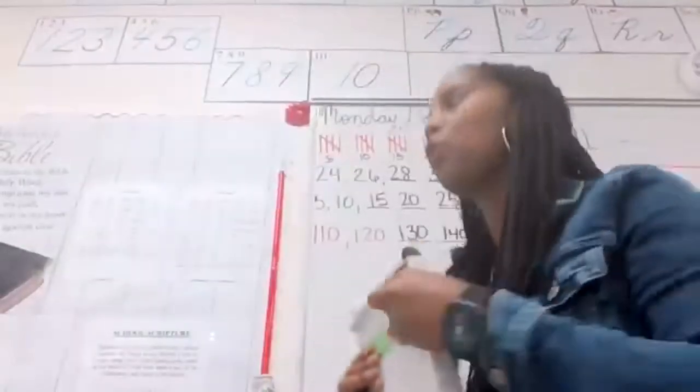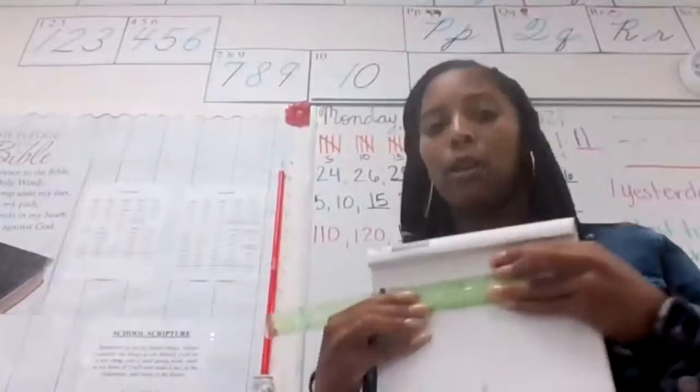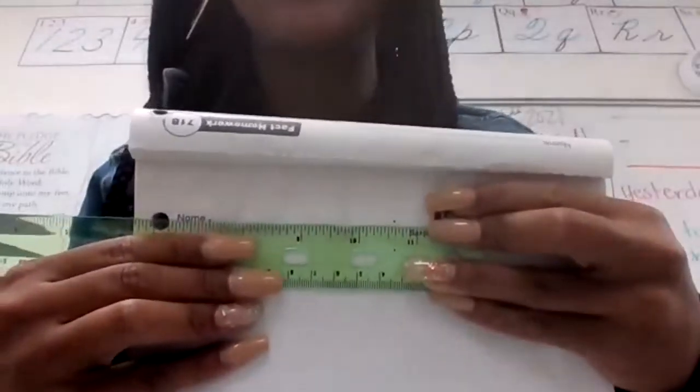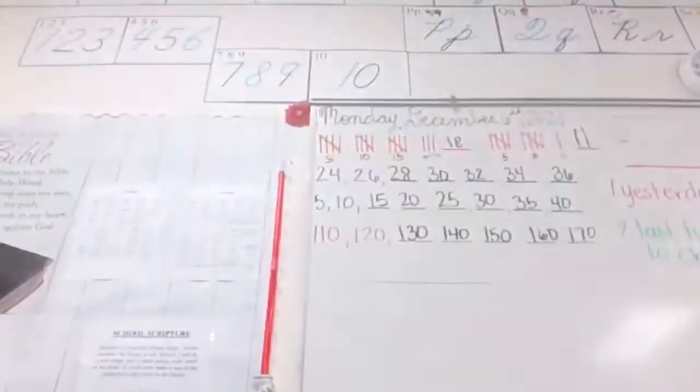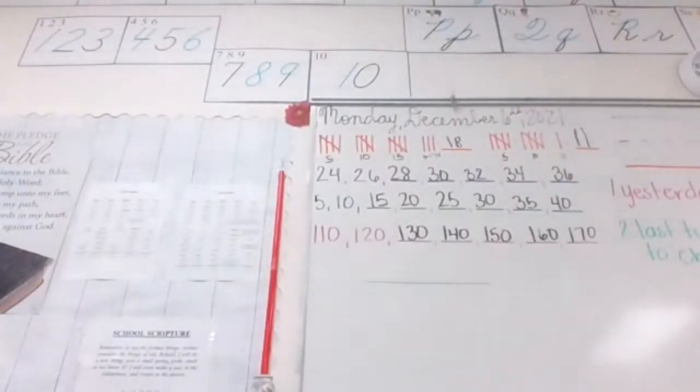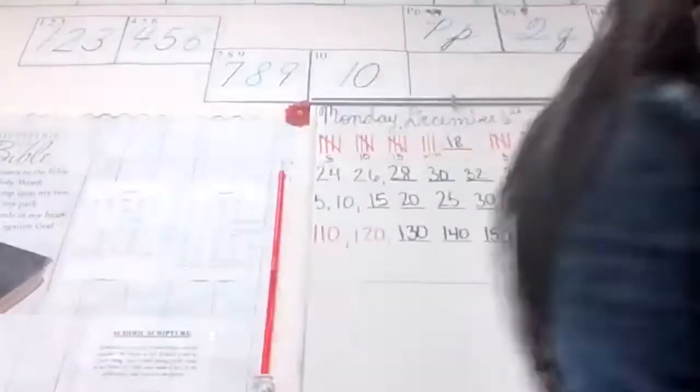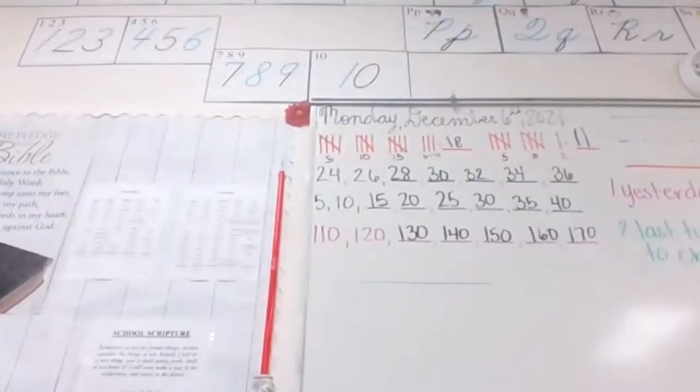Just like I showed you on the board, you hold it down with one hand and you connect, draw the line. When you do it, let me see it, okay? All right, so you can go ahead and do that now. And let me see when you do it, you connect it. You can do name and date.